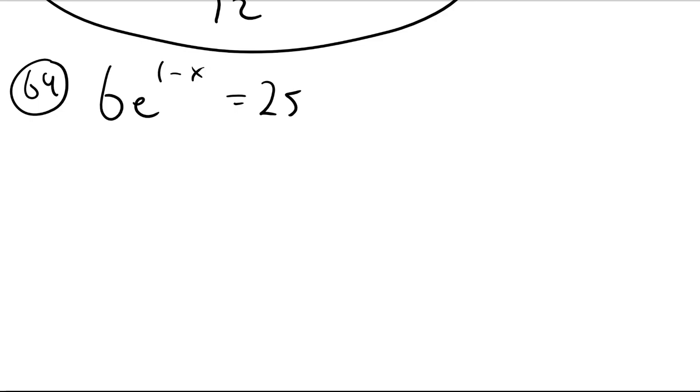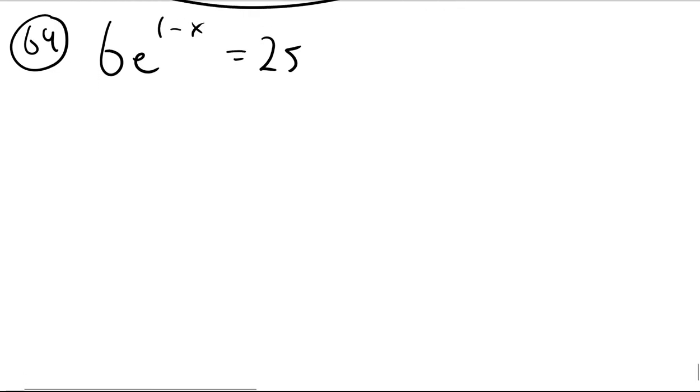64. Use a graphing utility to graphically solve the equation, approximate it to 3 decimal places, and then check your answers algebraically. So I'm going to do that backwards. I'm going to work it algebraically, and then I'll work it graphically to see that we get the same thing here.